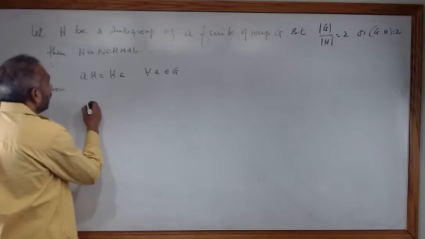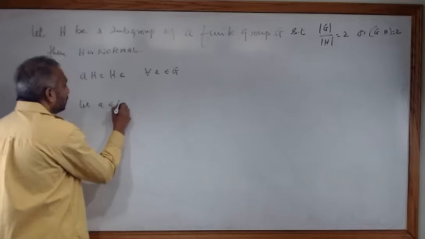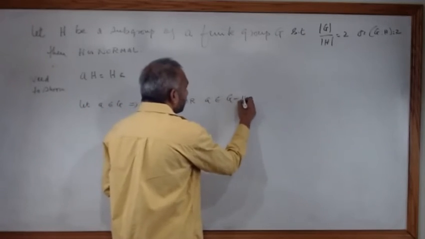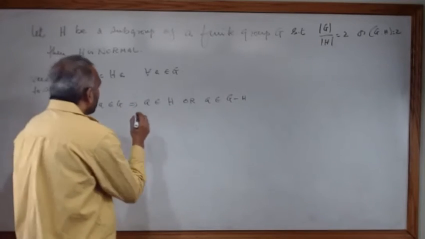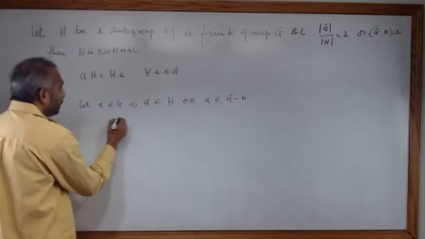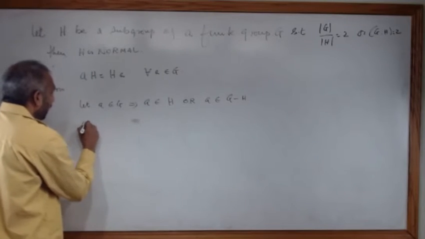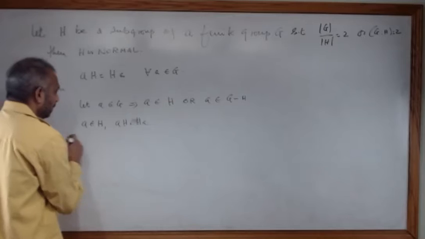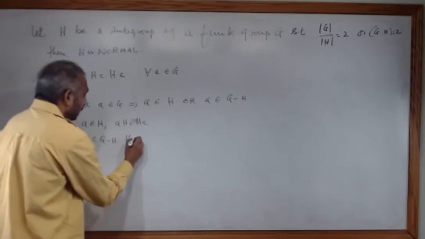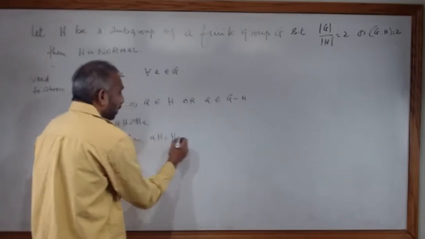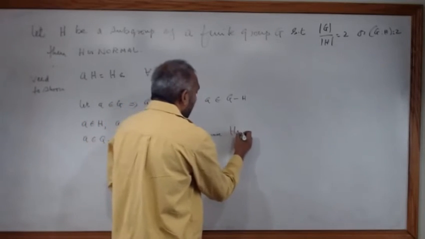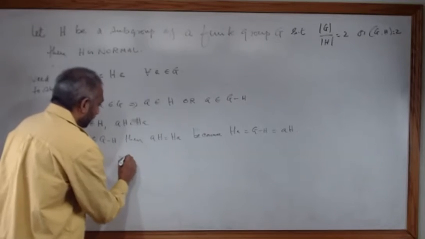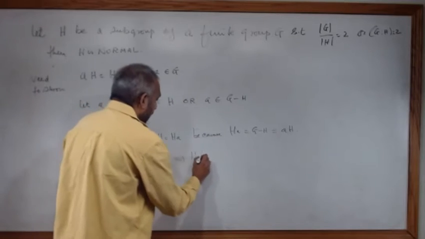Now, let a belong to G, and that implies a belongs to either H or a belongs to G minus H. If a belongs to H, then aH is equal to Ha, no problem, because it is in H. If a belongs to G minus H, then also aH is equal to Ha, because Ha is equal to G minus H, and that is equal to aH. So aH equals Ha, and that implies H is normal.